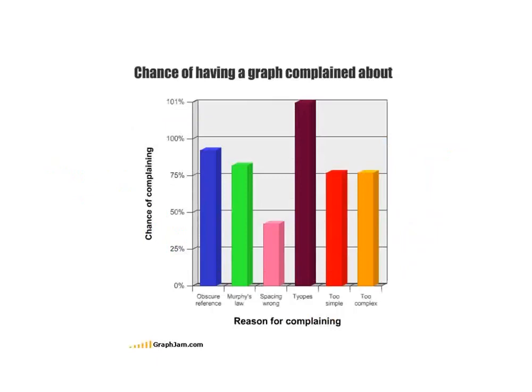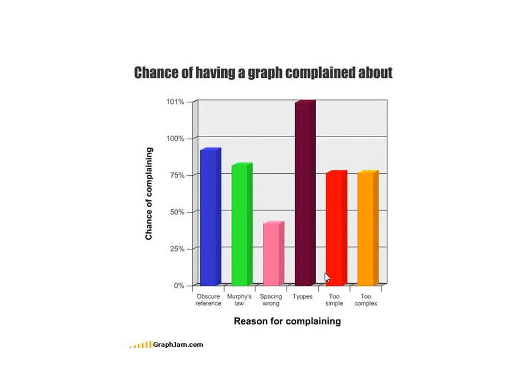Here's a little levity. You think data geeks don't have a sense of humor? Sure we do. Here's something I stumbled on that just shows you no matter what you do with a chart, someone's going to complain about it. So this is kind of a silly thing about your chance of people complaining about it and the reason for complaining. And you see the high one here is typos, which is itself a typo.